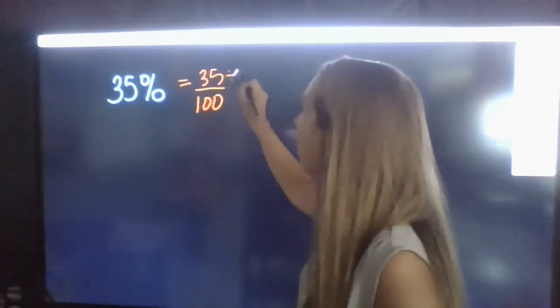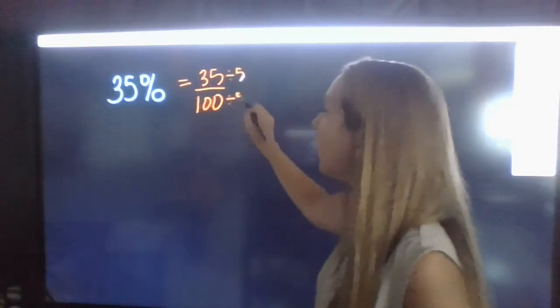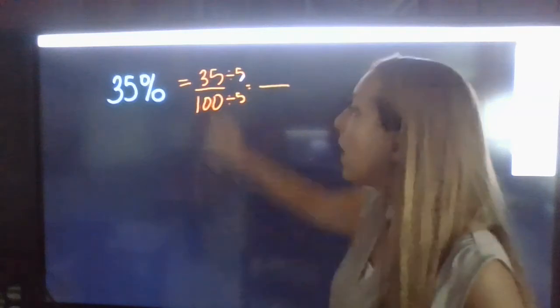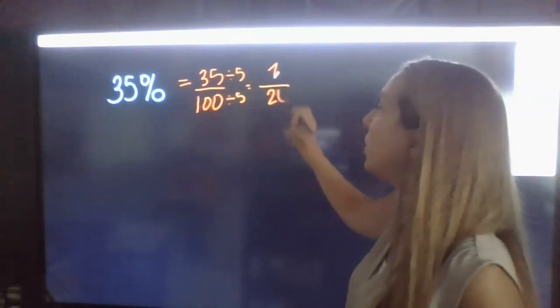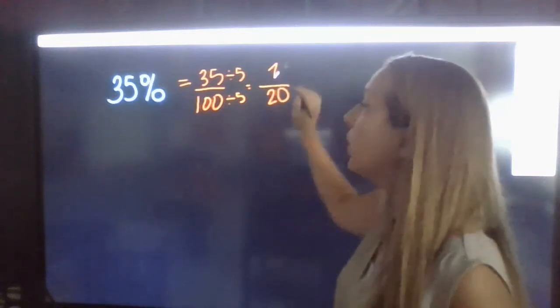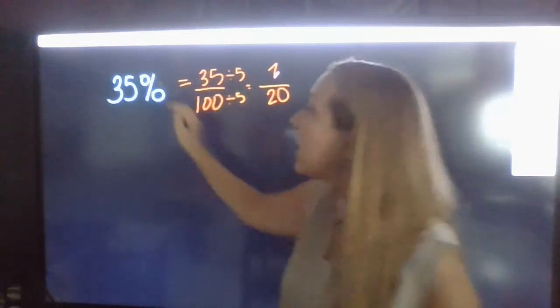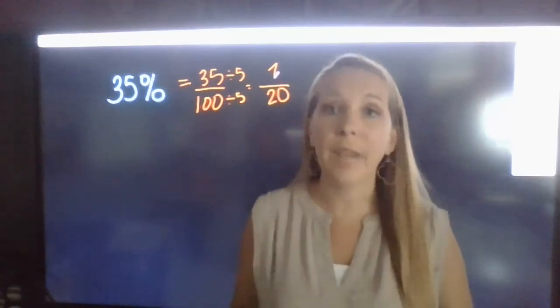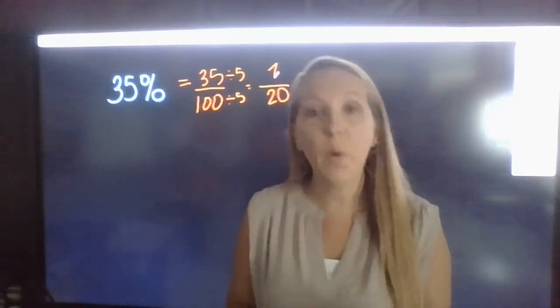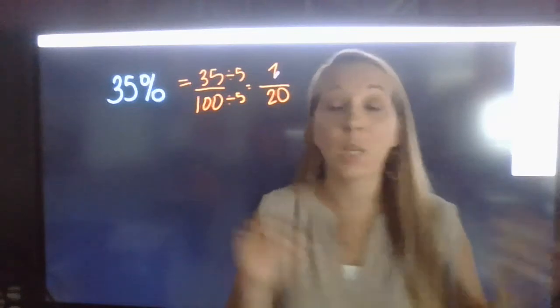Now we can actually simplify that fraction to make it smaller numbers to understand, but still keep it equivalent. So we can simplify this, the top by 5 and the bottom by 5, because they're both divisible by 5. 35 divided by 5 is 7, and 100 divided by 5 is 20. So 7 20ths, 35 hundredths, and 35% are all the same thing. They're all equivalent.